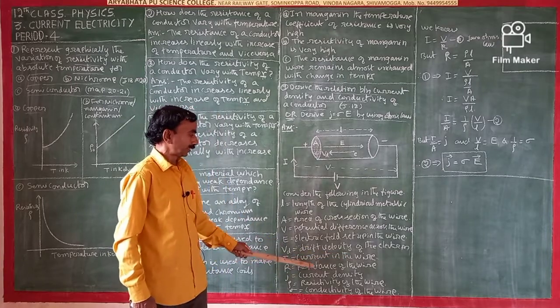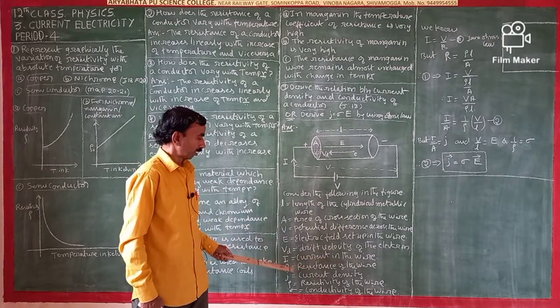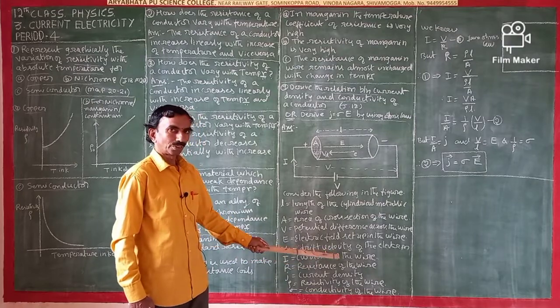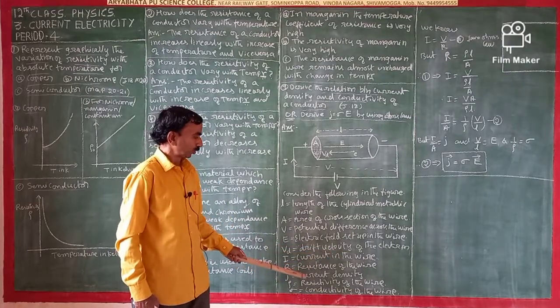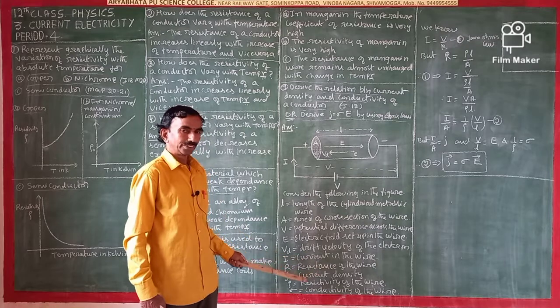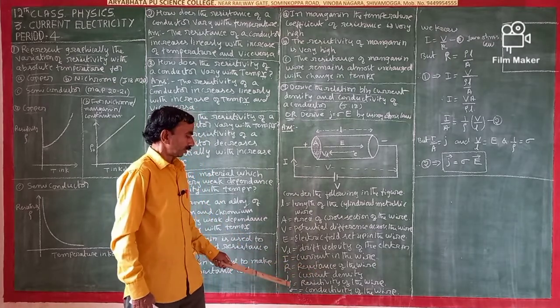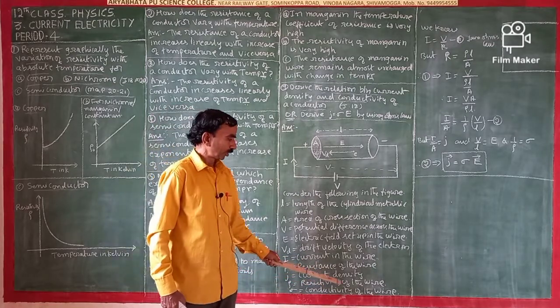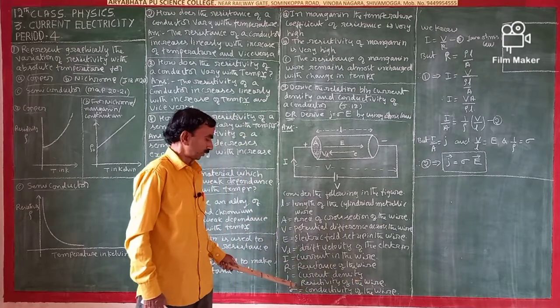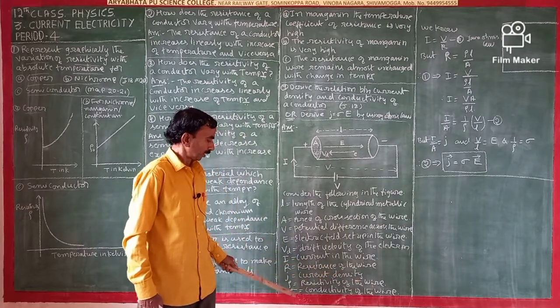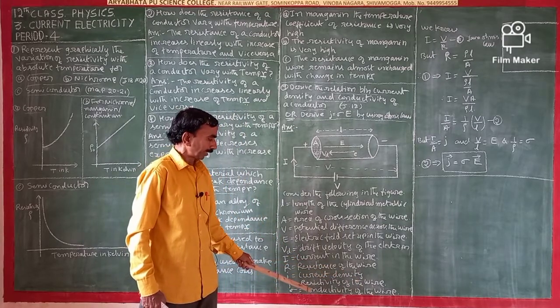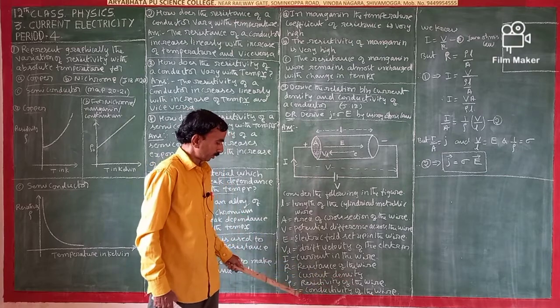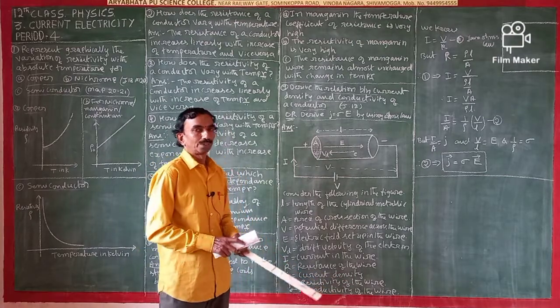R is equal to resistance of the wire. J is equal to current density. Rho is equal to resistivity of the wire. Sigma is equal to conductivity of the wire.